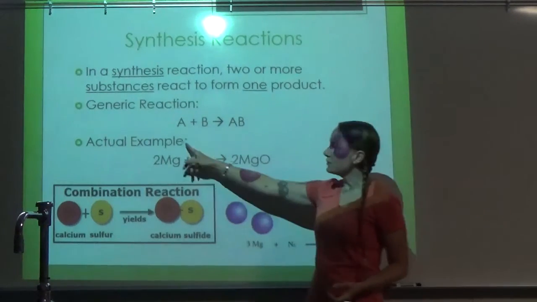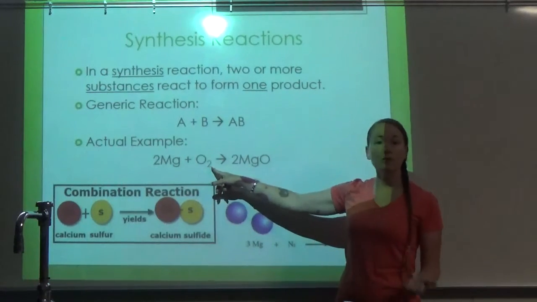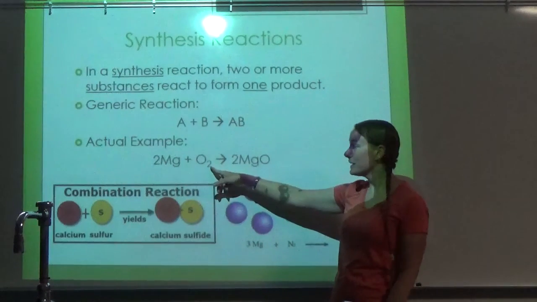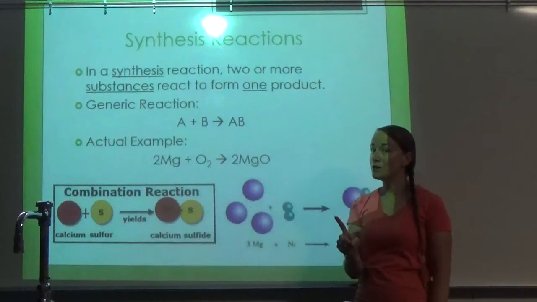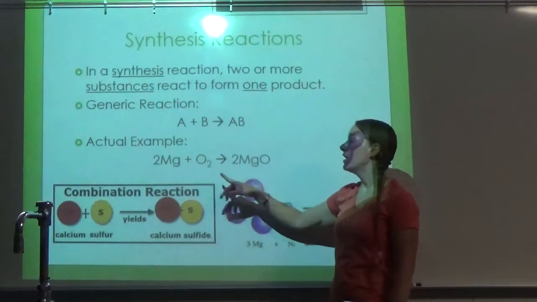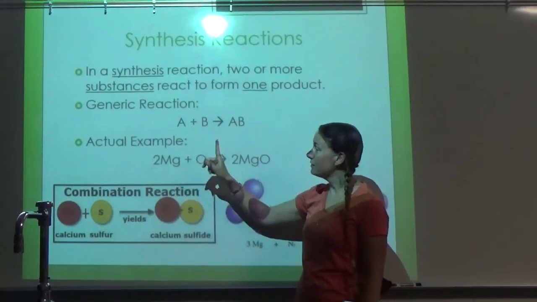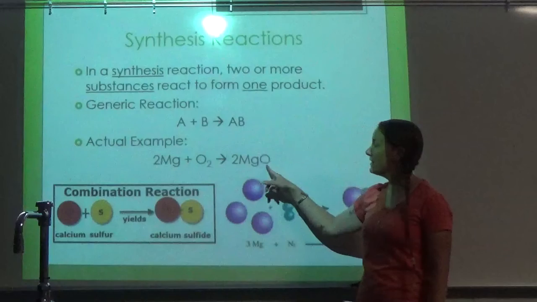So here's an actual example. Magnesium is by itself. Oxygen is O2, of course, because it's one of those 7 diatomic elements. That becomes very important in this section, are those diatomic elements. So we'll talk about those again in a minute. So magnesium is by itself, oxygen is by itself, and then they bond together.